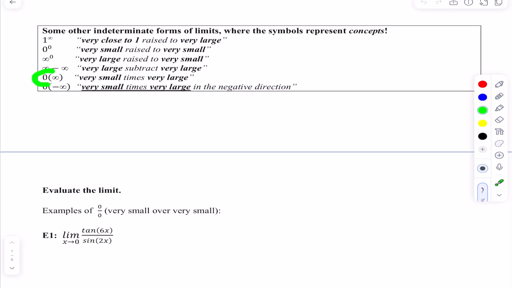Here's another one that's hard to understand. What's very small times very large? Now, these forms are extremely vague, and that's another reason why we call them indeterminate forms. You simply cannot conclude much when you have these forms. And notice very small times very large in the negative direction is also an indeterminate form.